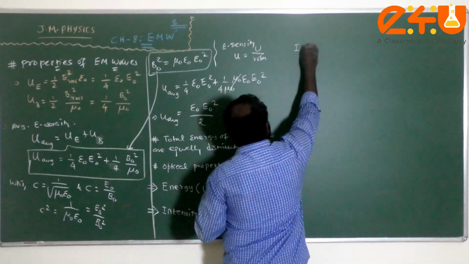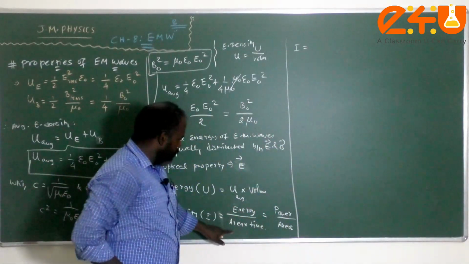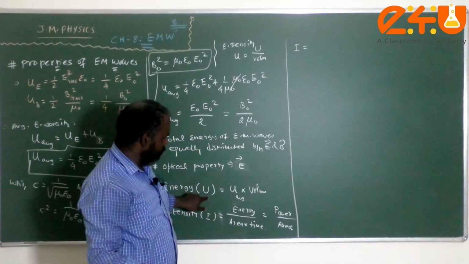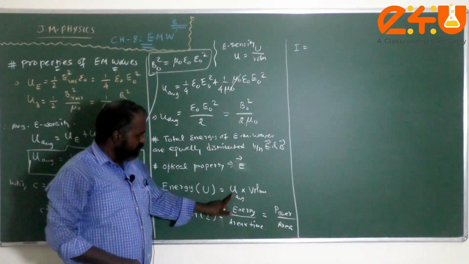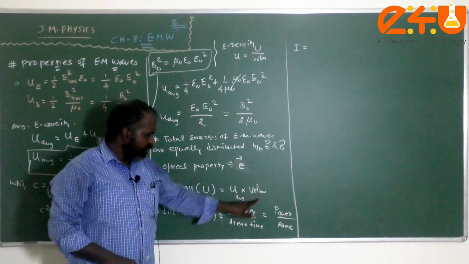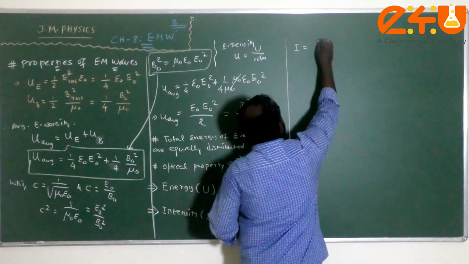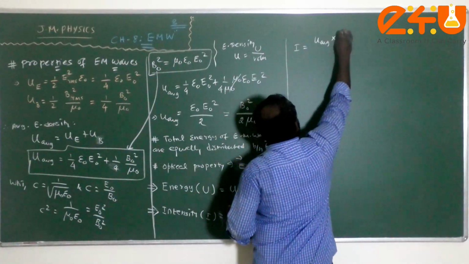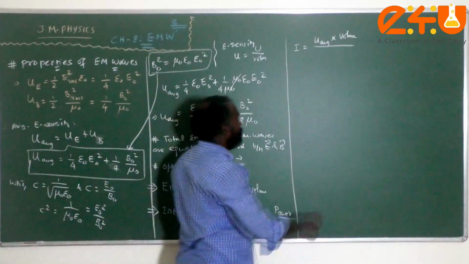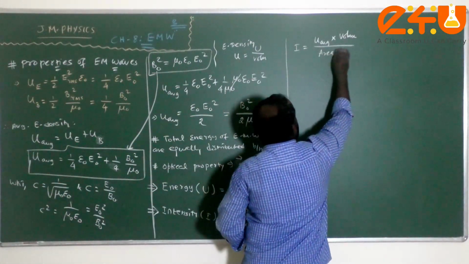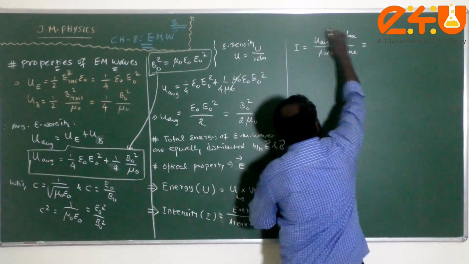Therefore I can write that I is equal to, yes, children, I is equal to what? Energy by area into time. So the energy value is there here. Energy is nothing but average energy density into volume. So the energy can be replaced by this. Therefore I is equal to what, children? U average into volume divided by area into time. Therefore area into what, children? Time. That is equal to U average.